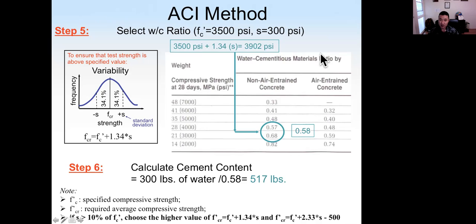So the required strength is 3,900, which is between 4,000 and 3,000, so we use linear interpolation. We calculate the water cement ratio for the concrete as 0.58. Again, we assume it is non-air-entrained concrete. In the previous step, we got 300 pounds of water, and now the water cement ratio is 0.58. So the cement will be 300 divided by 0.58, and we need 517 pounds of cement.